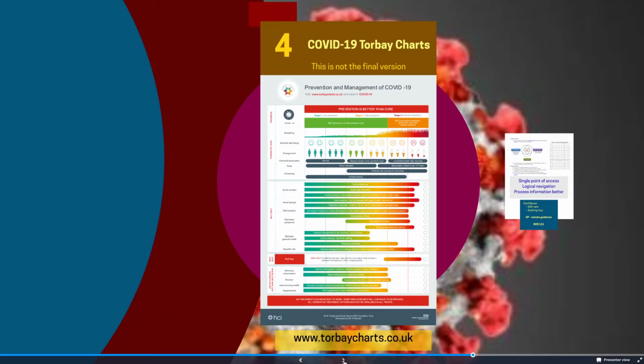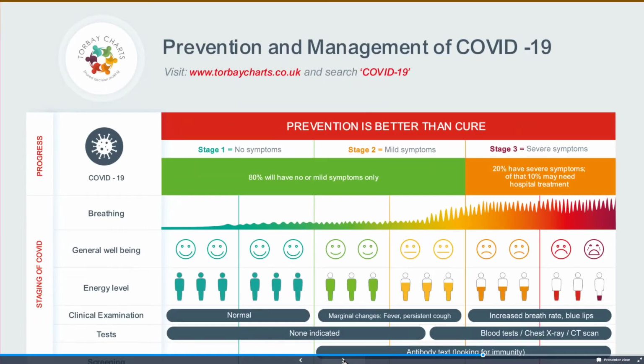Here is the Torbay chart for COVID-19. This is not the final version. Following the DNA of the Torbay chart, the COVID chart has 3 segments. The top segment captures the patient-reported symptoms and the clinical findings. It reassures the patients that 80% of them will have no or mild symptoms only.